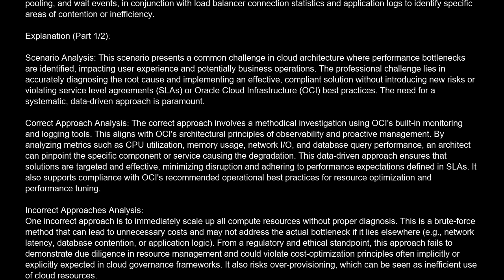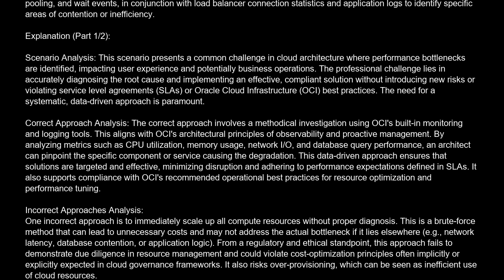Incorrect approach analysis. One incorrect approach is to immediately scale up all compute resources without proper diagnosis. This is a brute force method that can lead to unnecessary costs and may not address the actual bottleneck if it lies elsewhere, e.g., network latency, database contention, or application logic. From a regulatory and ethical standpoint, this approach fails to demonstrate due diligence in resource management and could violate cost optimization principles often implicitly or explicitly expected in cloud governance frameworks. It also risks over-provisioning, which can be seen as inefficient use of cloud resources.